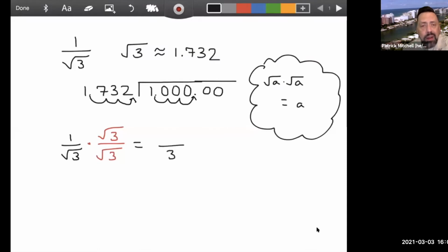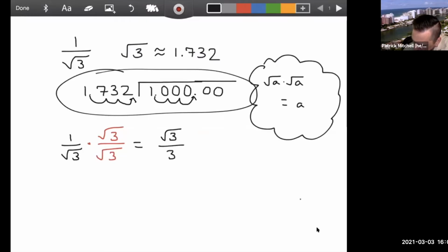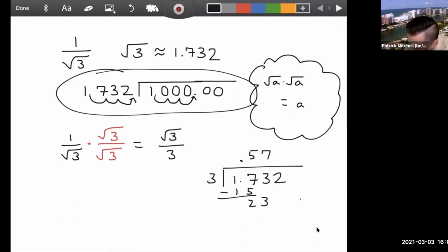All right, and then I don't care if the numerator is a square root, because in long division, the big ugly decimal is what we call the dividend, inside, and that doesn't matter. So instead of doing this horrible long division here, you would just have to do 3 into 1.732. And then that's very easy. I don't mind doing that. 3 into 17 goes 5. 17 minus 15 is 2. And that goes 7. All right. You get the idea.